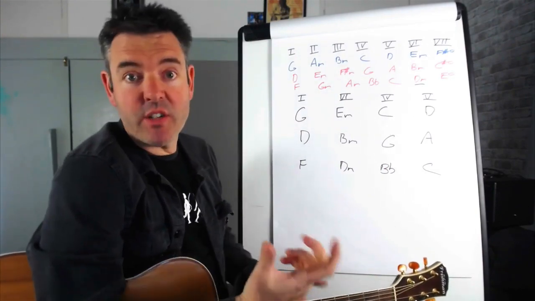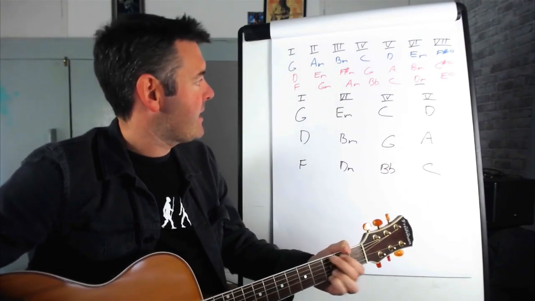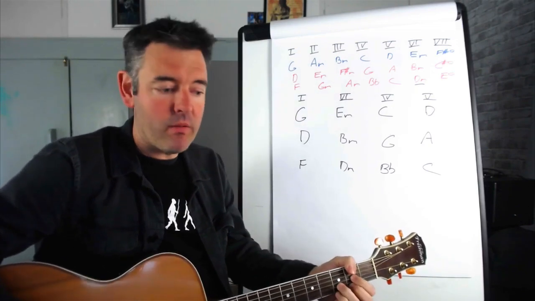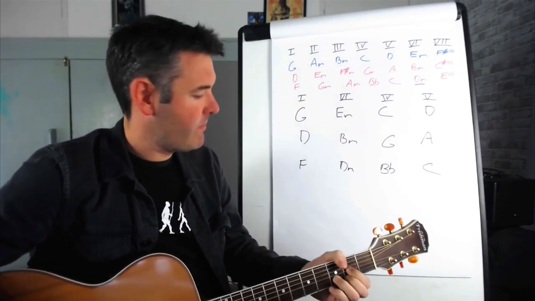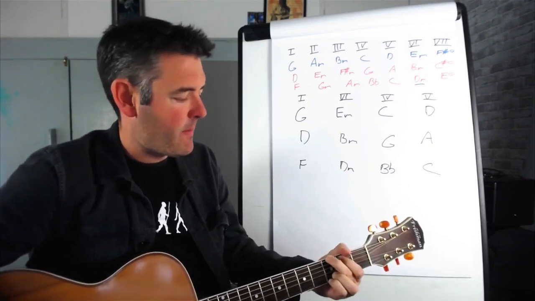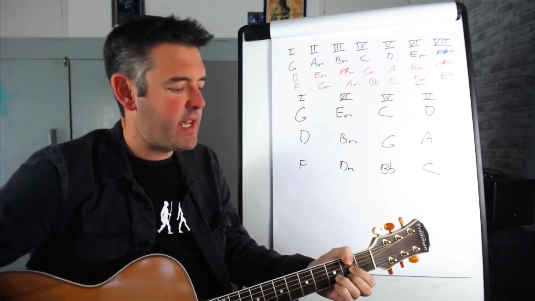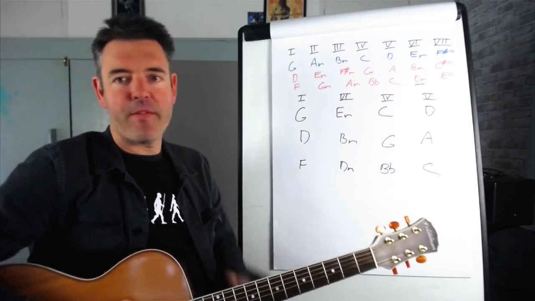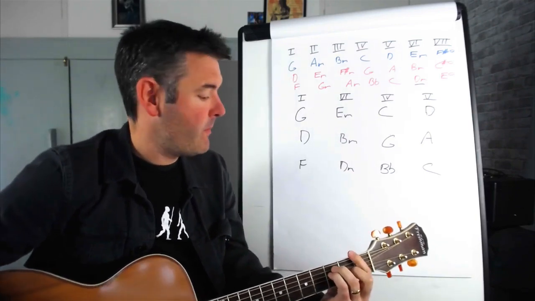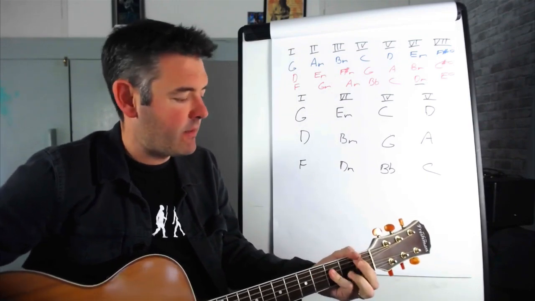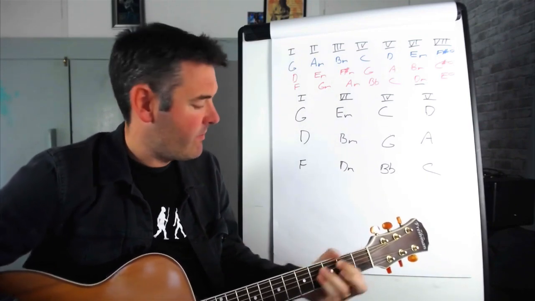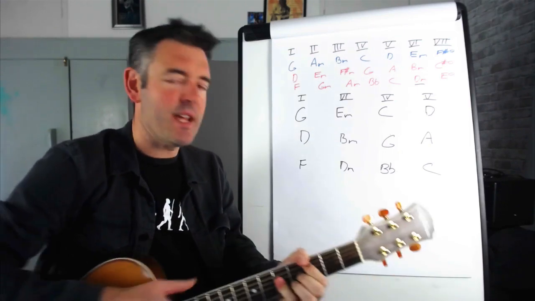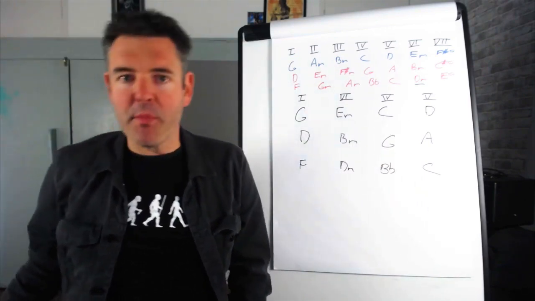So here it was in G again. We've got G, E minor, C, D. Let's put that into the key of D now. G, A, D, B minor, G, A. And for our singer in the key of F, we'd have F, D minor, B flat, C, F, D minor, B flat, C. And that's how you can become proficient at moving things into new keys.